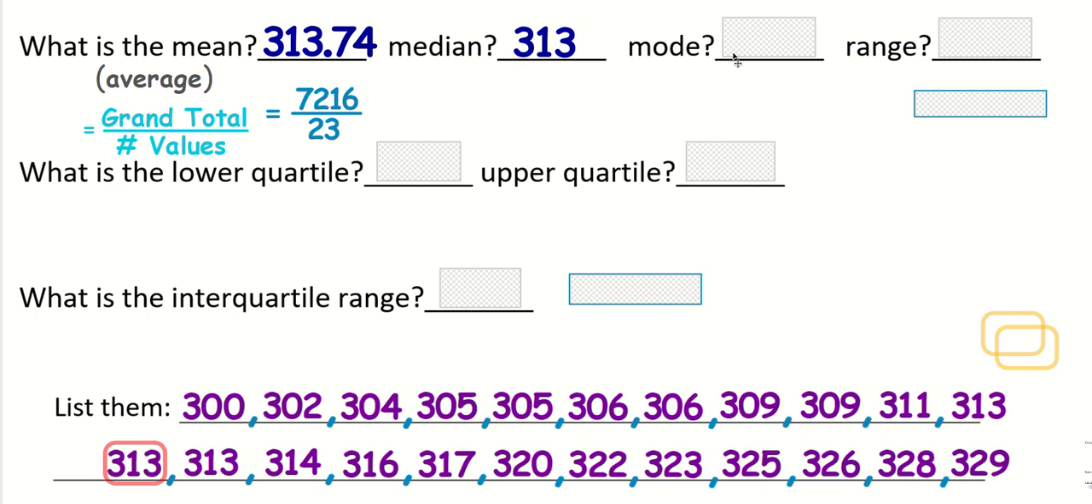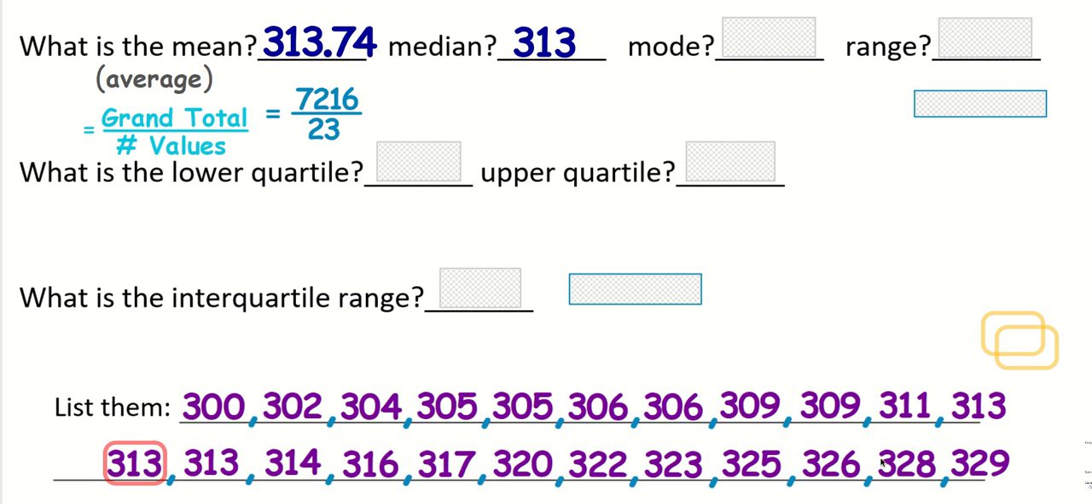The mode is the number that occurs the most. So if you look at this list of numbers, which number occurs the most? And there doesn't have to be a mode, okay? Some lists of data don't have a mode. Some data sets have more than one mode.